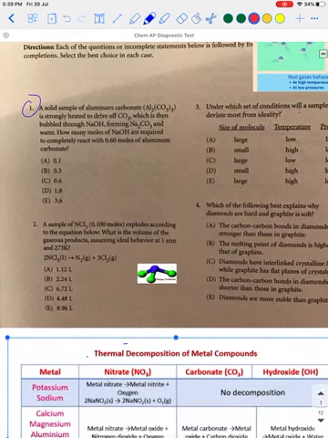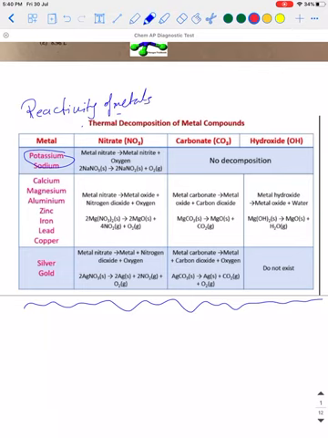This table is segregated according to the reactivity of metals, because based on their reactivity, the products will be different. The first, potassium and sodium, are highly reactive metals. Calcium, magnesium, aluminium, zinc, iron, lead, copper, they are moderately reactive. And silver and gold are low reactive metals.